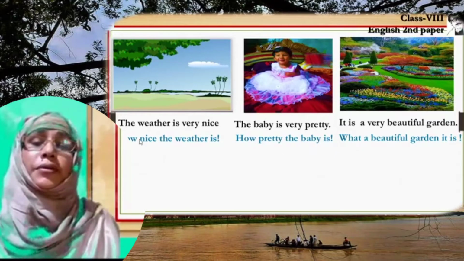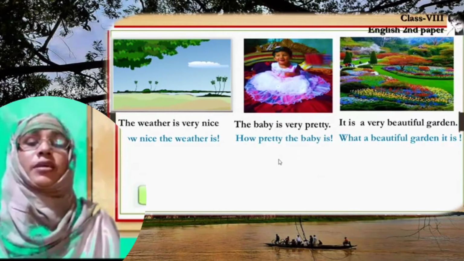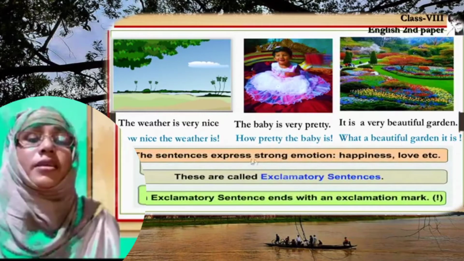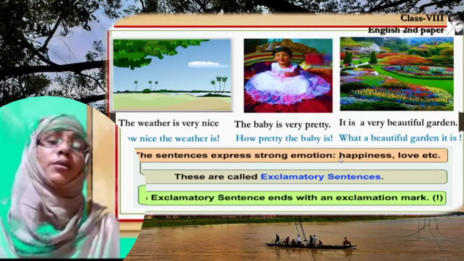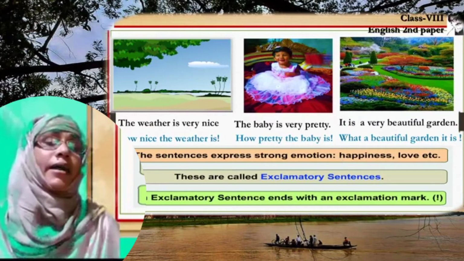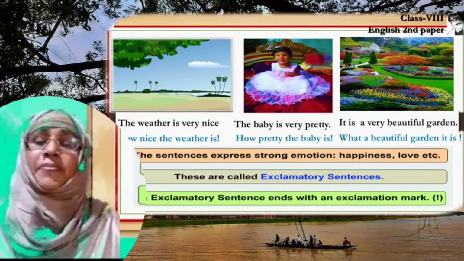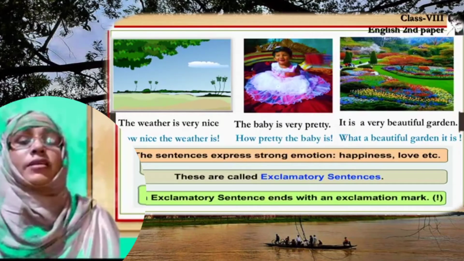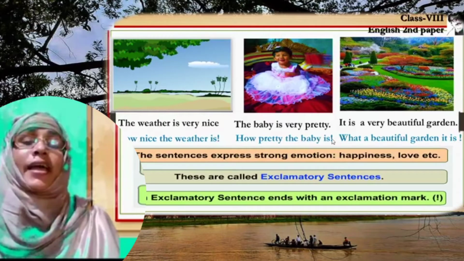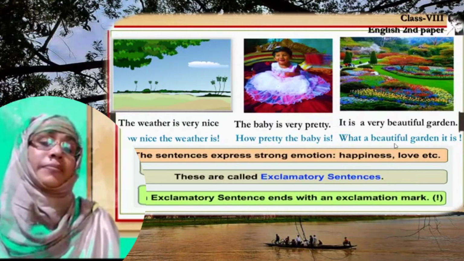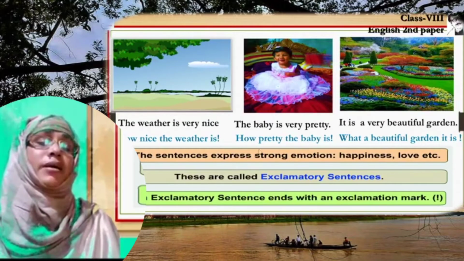So these are exclamatory sentences. The sentences which express strong emotion or strong feeling, happiness or love. All these are exclamatory sentences. And an exclamatory sentence, students, look at this, ends with an exclamation mark. Do you know this exclamation? This is the exclamation mark. Okay.